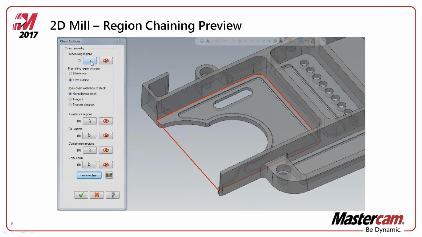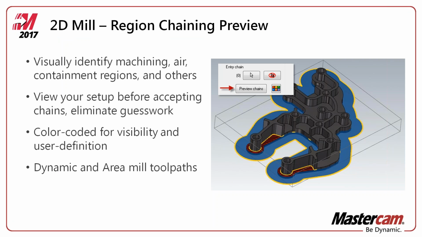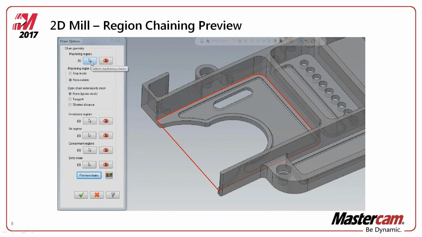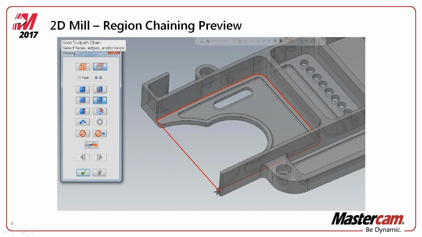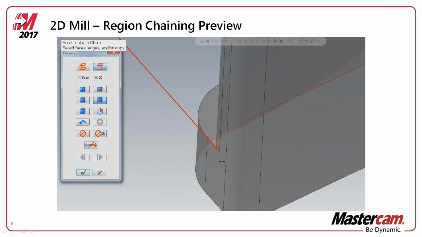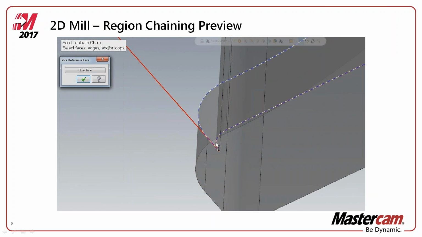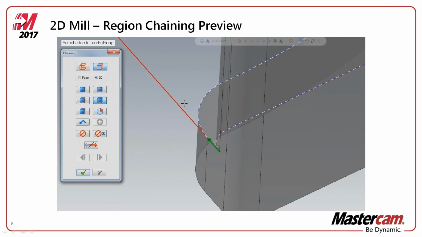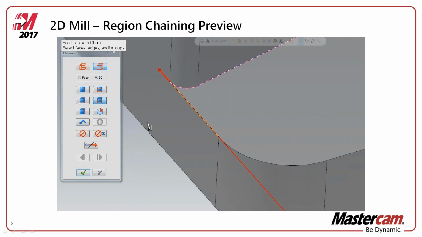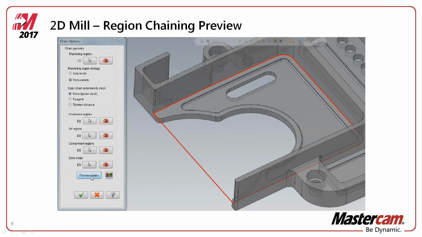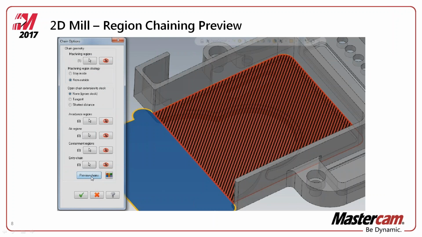So kind of getting into the region chaining preview, there's going to be a little button on the very bottom of the chain options here, and the chain options is basically going to allow us to see exactly what is going on here. I have a little quick video here for you to watch and see. So when I put in my machining region and maybe I put in some containment and air regions, things like that, sometimes it's a little hard to see exactly what the toolpath is going to be wanting to cut, where can it go freely within the air regions, things like that.